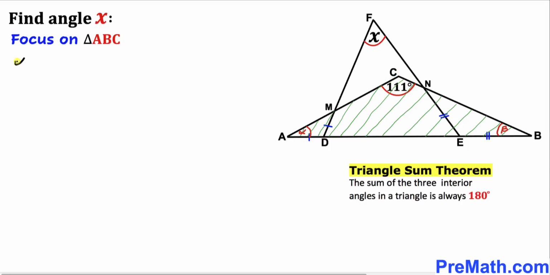Therefore, we can write angle alpha plus angle beta plus 111 degrees is equal to 180 degrees. Let's go ahead and subtract 111 degrees from both sides. This is gone. So therefore our alpha plus beta angle turns out to be 69 degrees. Let me go ahead and call this our equation number 1.